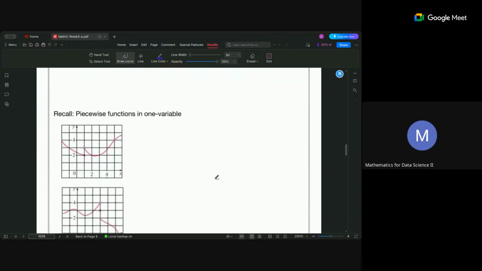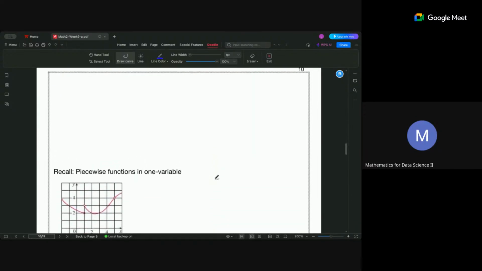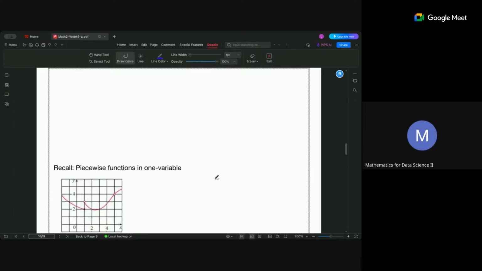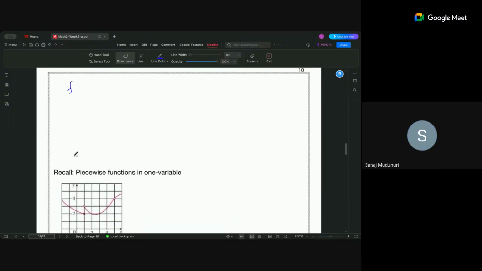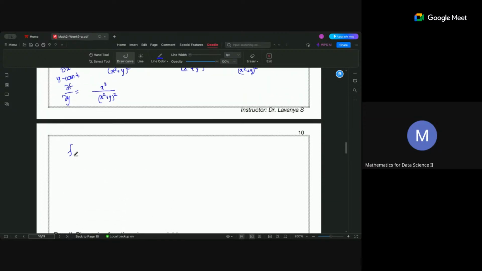Now, what are piecewise functions in one variable? Do you remember? If they are not continuous, are they directly piecewise? More or less, it's correct. So let's say f(x) is equal to, you have this kind of a definition: x when x is greater than 0, and −x for x less than or equal to 0. So how will the graph look like?